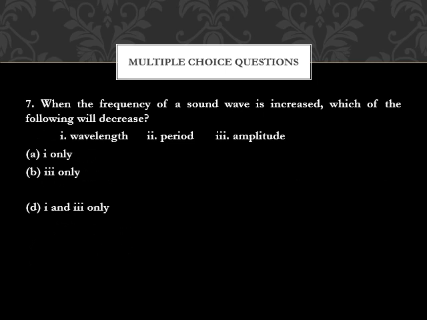Now the last one is, when the frequency of a sound wave is increased, which of the following will decrease? Number 1, wavelength, 2, period, and 3, amplitude. And the options are wavelength only, amplitude only, wavelength and period only, wavelength and amplitude only. And the right answer is 1 and 2, that is wavelength and period.